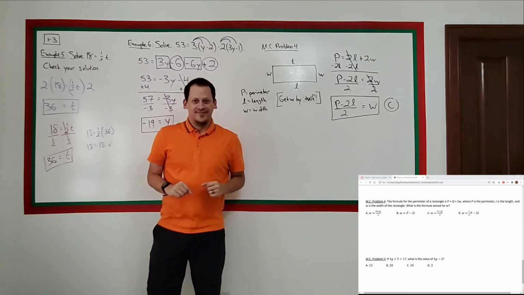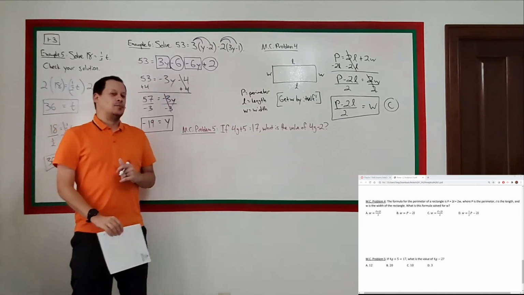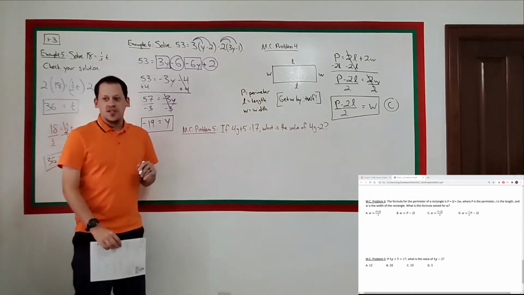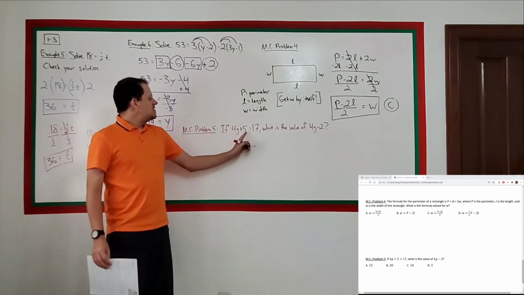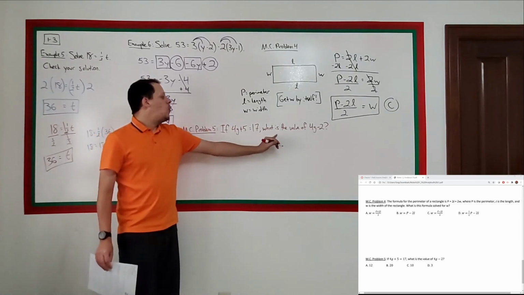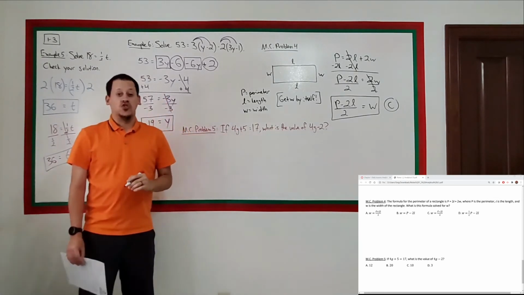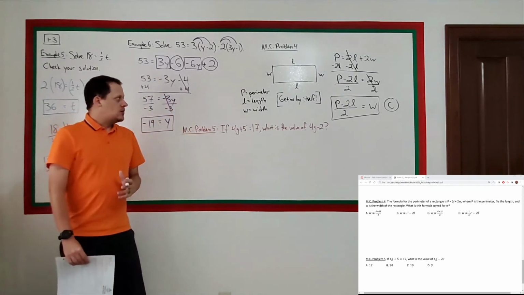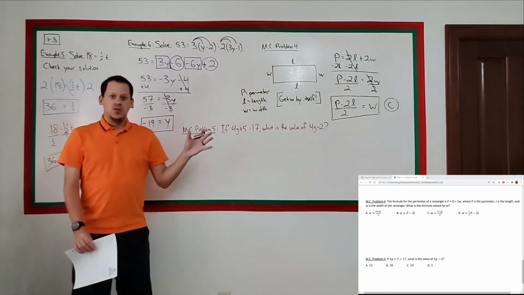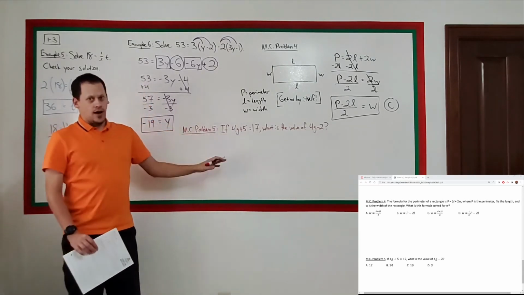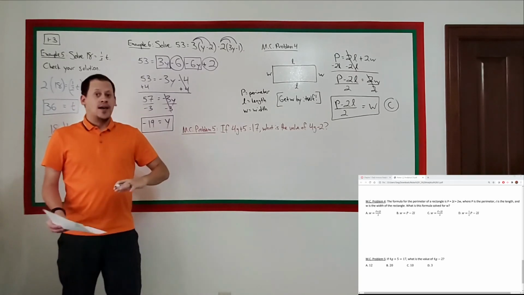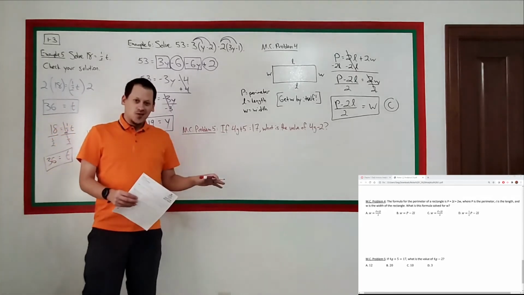started. Okay, last example for this video. Multiple choice problem 5 down there at the bottom. If 4g plus 5 equals 17, what is the value of 4g minus 2? So, as with any of the problems that we've done in this video, there are multiple ways of doing this correctly. There are faster ways and not so fast ways.